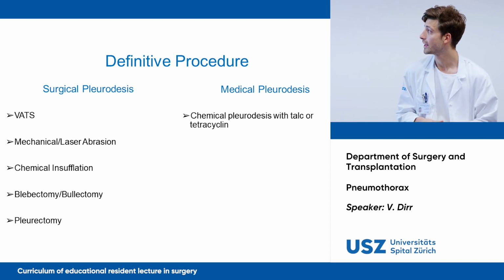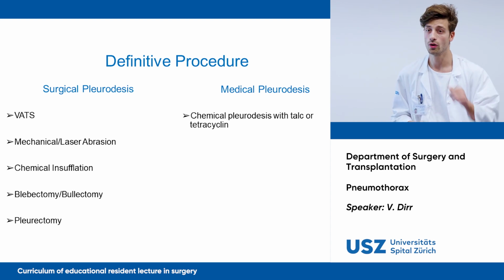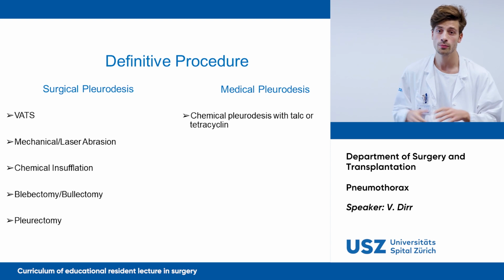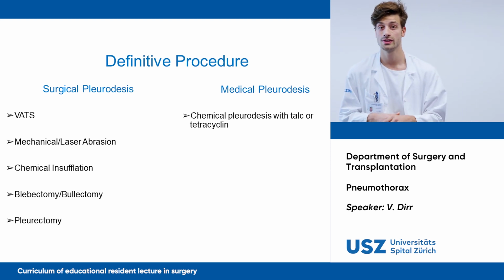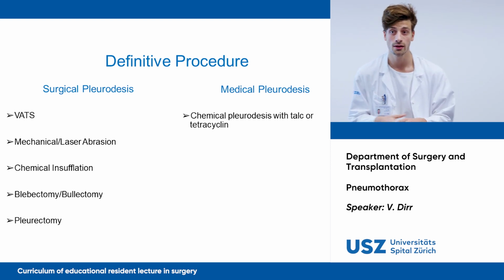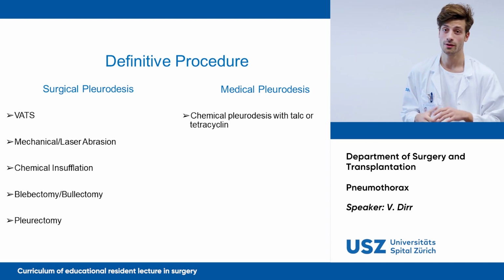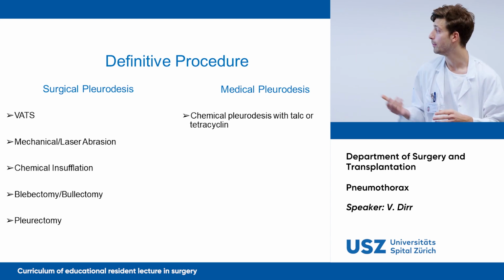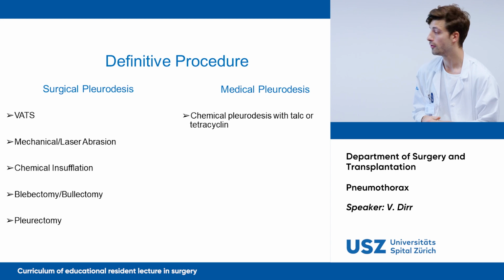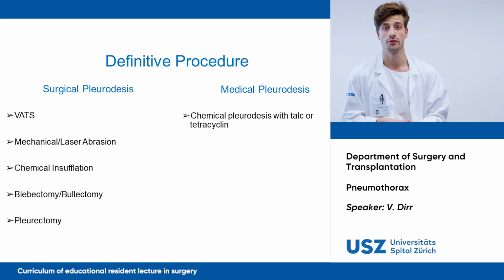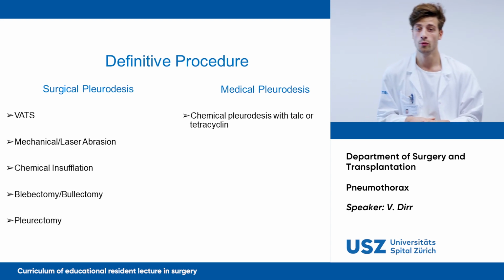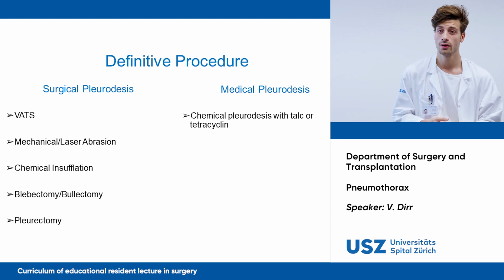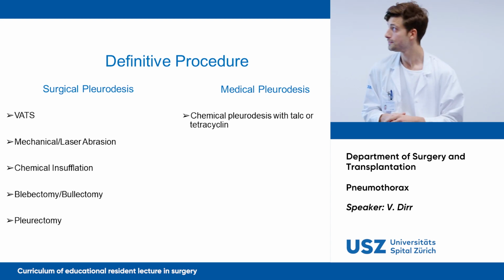So for example, with a mechanical abrasion, we use a dry gauze or a sponge, and we partially remove the parietal pleura at the apex region, or we insufflate chemical agents, sclerosing agents, such as tetracycline or grated talc. We can also eliminate risk factors by a blebectomy or a bullectomy, or in more extensive disease, we can perform a pleurectomy, which means the removal of the parietal and the visceral pleura, mostly done in malignant cases.